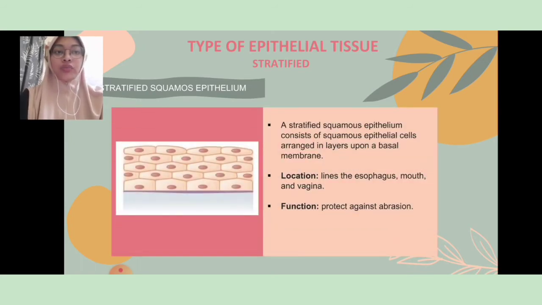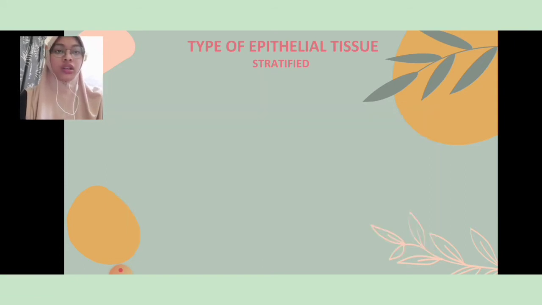A stratified squamous epithelium consists of squamous epithelial cells arranged in a layer upon a basal membrane. We can find this tissue lining the esophagus, mouth, and vagina. The function of this tissue is to protect against abrasion.